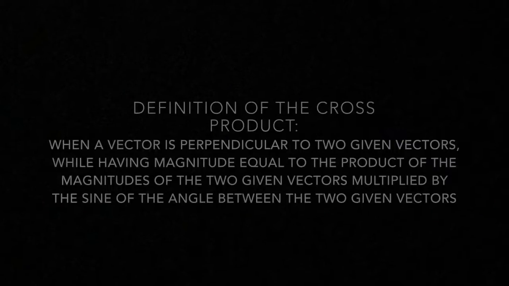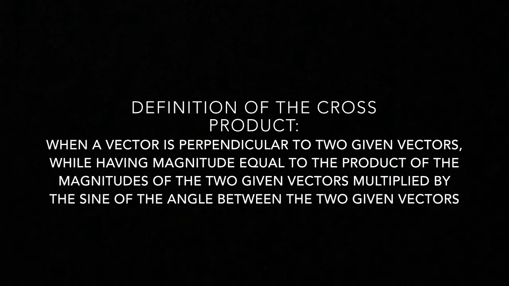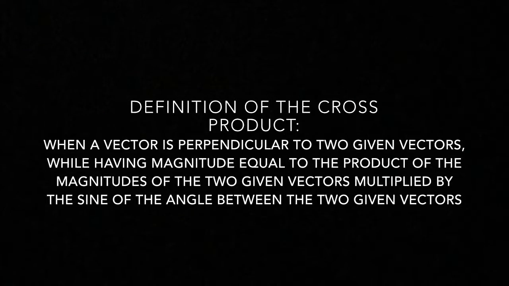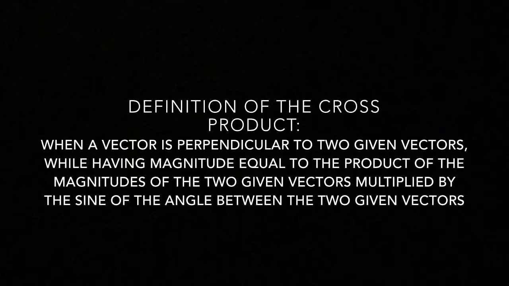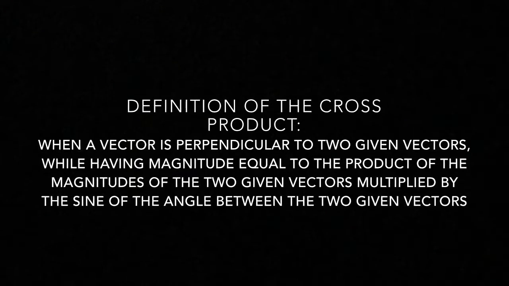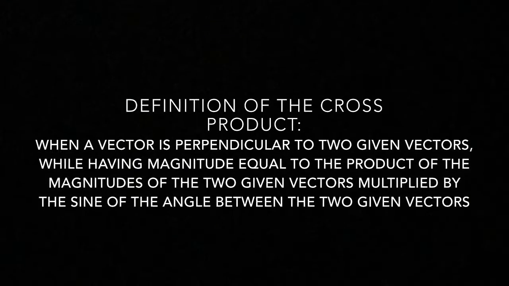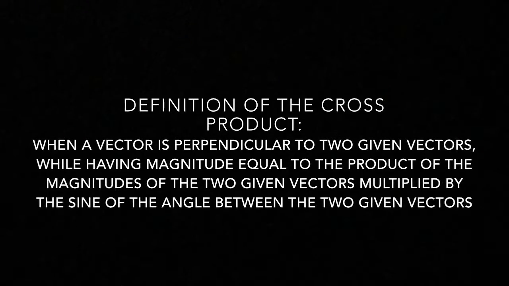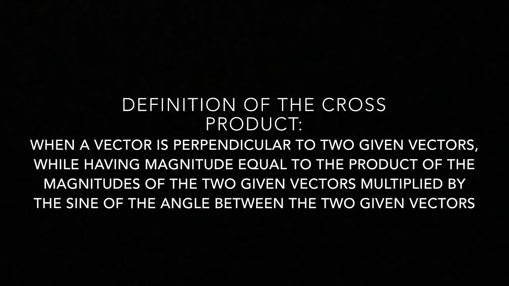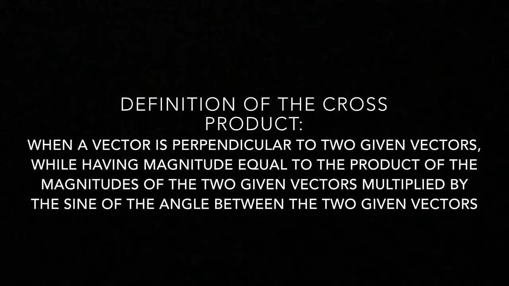Next, I'm going to be telling you what the definition of the cross product is. The cross product is when a vector is perpendicular to two given vectors, usually u and v, while having magnitude equal to the product of the magnitudes of the two given vectors multiplied by the sine of the angle between the two given vectors, which are usually represented by u times v.